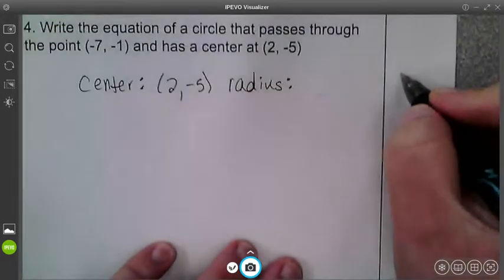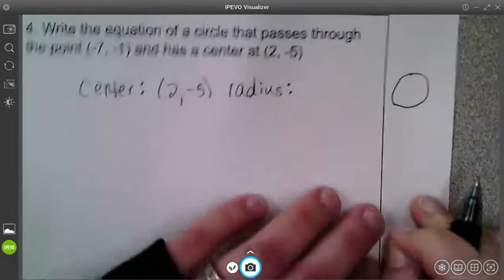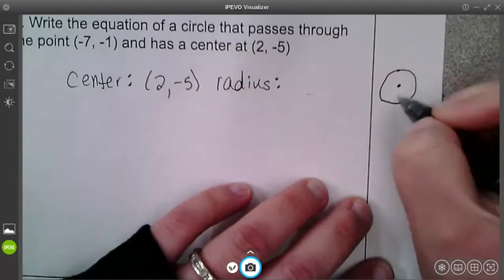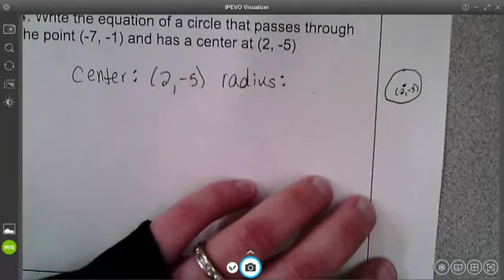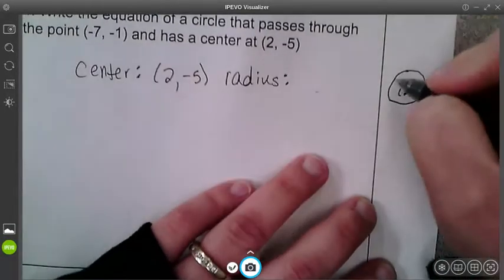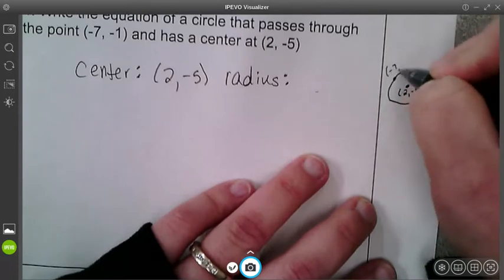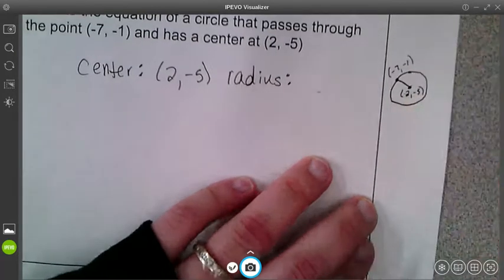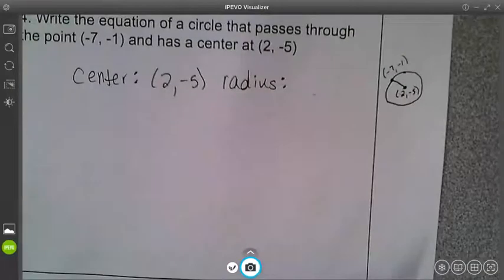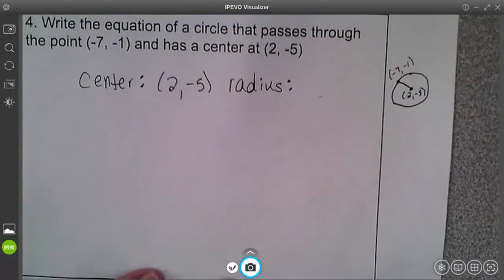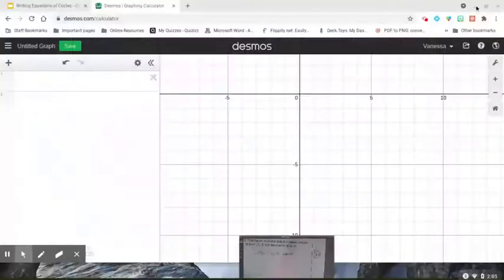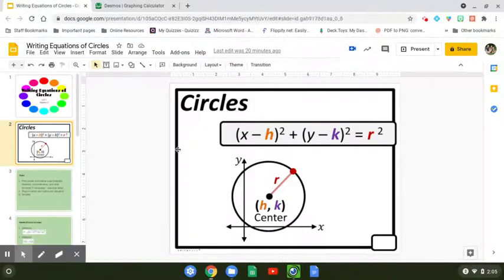Okay, so I'm going to draw a picture over here. It has a center at 2, -5, and passes through the point -7, -1. So we can just pretend that that point is right there, and that would be my radius. The formula I would need to get the space between those 2 points, and I say space because I'd give it away if I didn't, is the distance formula. So let's go back to our notes real quick and look at the distance formula.